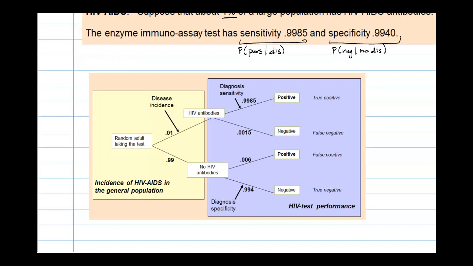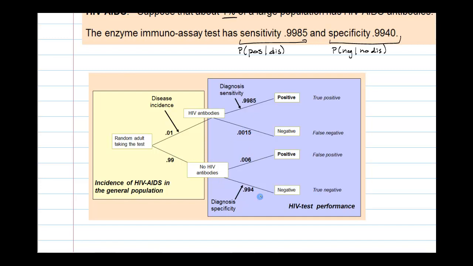This is similar to the tree diagram that we just did, but we're filling this in with actual values. So disease incidence would be 1 out of 100 have the HIV antibodies, which seems quite high, but it makes our numbers easier to work with here. 99% do not. Now this is our sensitivity, 0.9985. This is the probability that I know they have the HIV antibodies, they have the disease. What's the probability of a positive test result? 0.9985. And then the complement of 0.9985 is 0.0015. So these sum to 1.